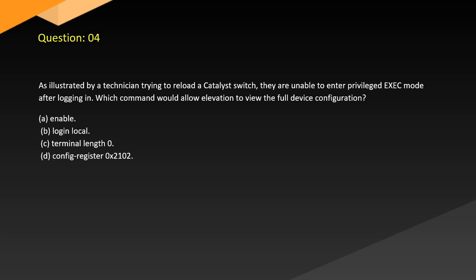Question 4. A technician is trying to reload a Catalyst switch but is unable to enter privileged exec mode after logging in. Which command would allow elevation to view the full device configuration? A. Enable. B. Login local. C. Terminal length 0. D. Config register 0x2102.